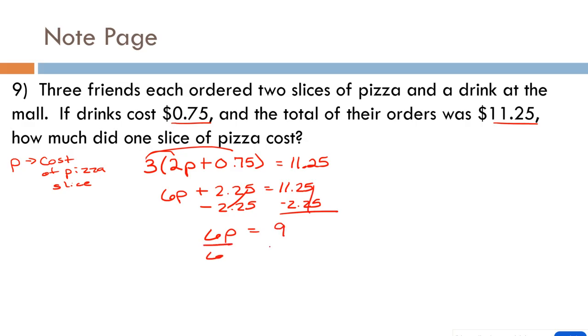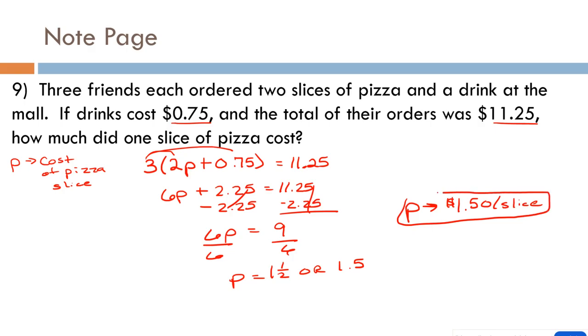So next what we want to do is divide by 6. And so P equals, now when I divide this, I get 1 1/2, which would be the same thing as 1.5. Now remember, we're looking at cost of the slice of pizza, so I want to put this into money form. That means the cost of the slice of pizza was $1.50 per slice. So make sure you tell me that answer in context, okay?